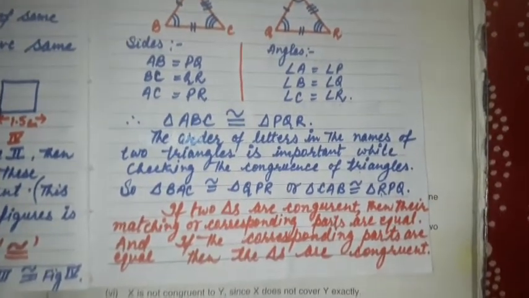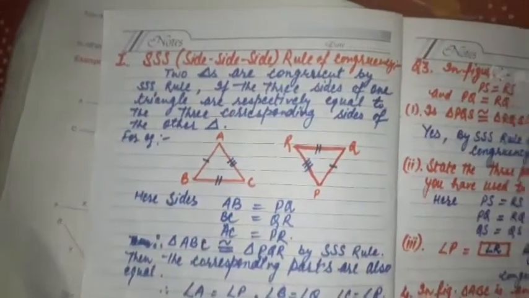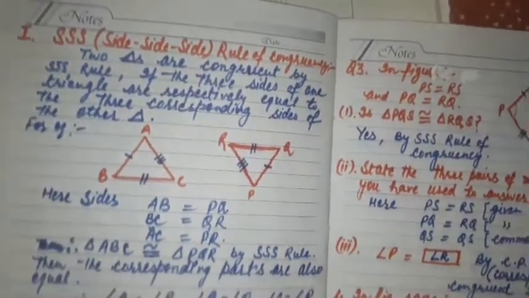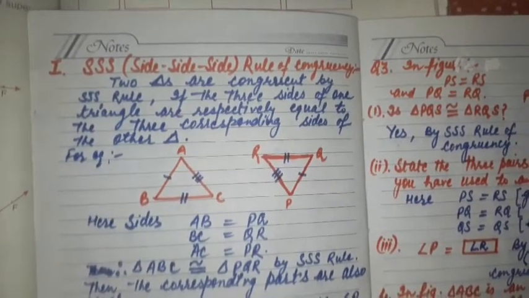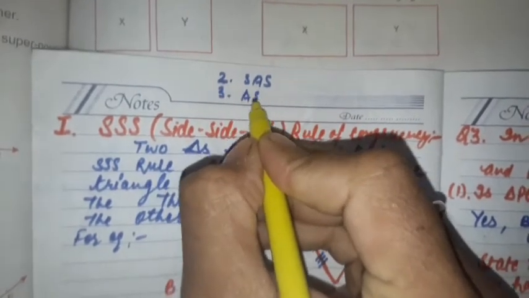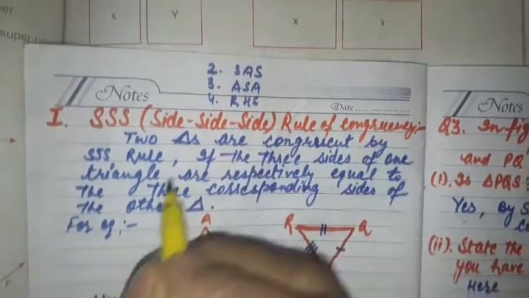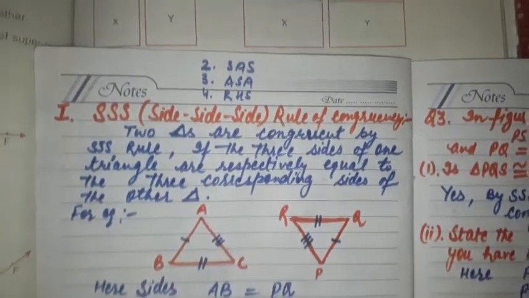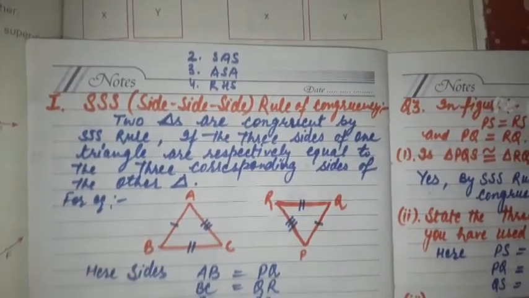Now we will start the exercise question. Before that, how can we show that two triangles are congruent with each other? There are some rules. There are 4 rules. One is the SSS rule. Second is the SAS rule. Third is the angle side angle rule, ASA. Fourth is the RHS rule, that is, if the right angle, hypotenuse and one side of both triangles are equal, then these two triangles are congruent with each other.